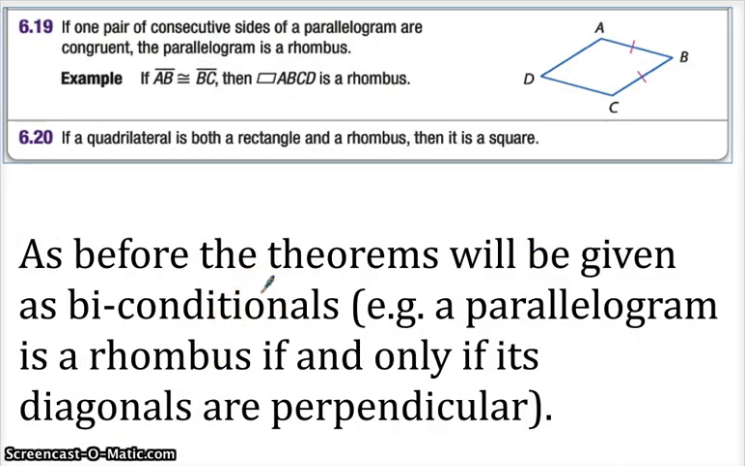2 more. Notice we're up to 20 theorems from this chapter already. Oh my gosh, this is only the 3rd video. Well, there's not many more, but still, that's a lot. All right, if 1 pair of consecutive sides of a parallelogram are congruent, then the parallelogram is a rhombus. Yeah, here they kind of had to say parallelogram.